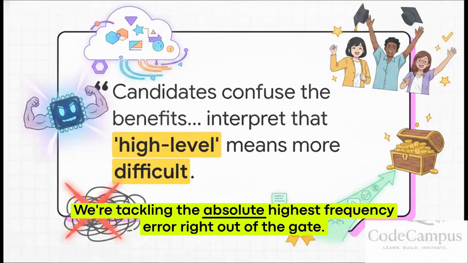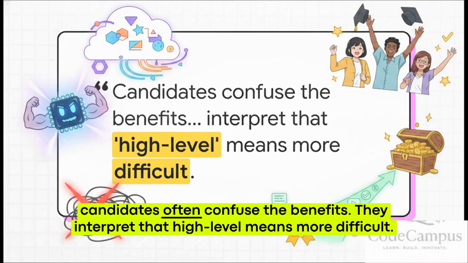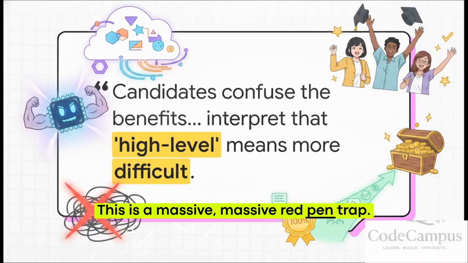We're tackling the absolute highest frequency error right out of the gate. There's a direct quote from the Principal Examiner report saying candidates often confuse the benefits. They interpret that high-level means more difficult. This is a massive, massive red pen trap.